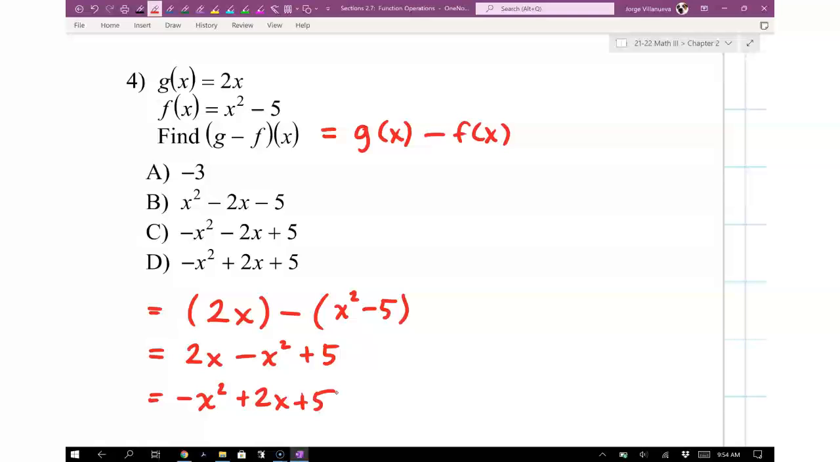A, B, C, or D? D, right? So there you go. So again, this isn't meant to be difficult, okay? It really isn't. It's meant to be pretty easy.